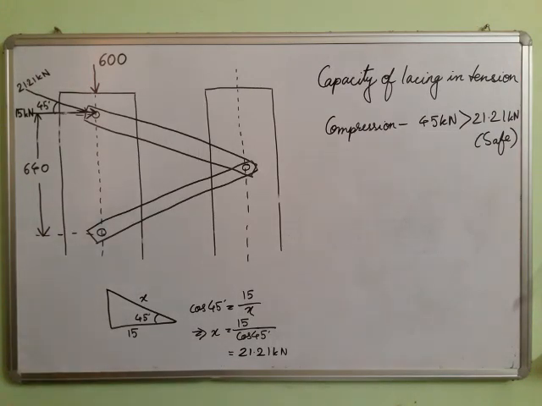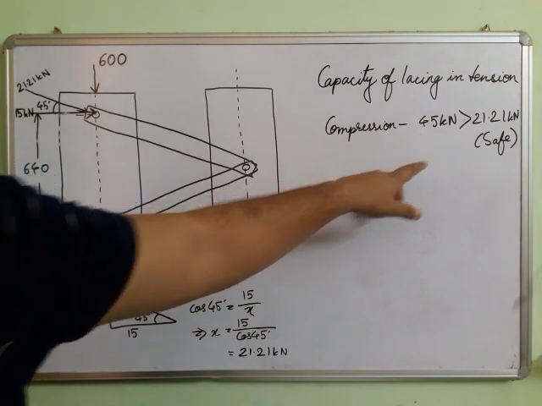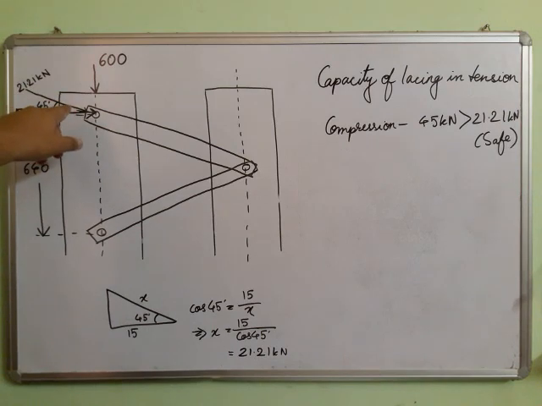Hello everyone. So today we will be ending our design of built-up compression members, or design of built-up columns. Till the last class we found that the strength of the lacing in compression is 45 kN, which is more than the 21.21 kN being applied on this cross section. And how did we get this 21.21 kN?